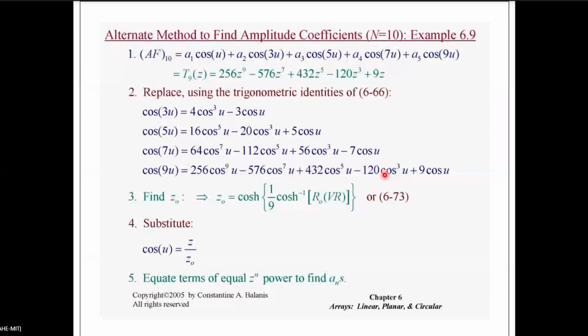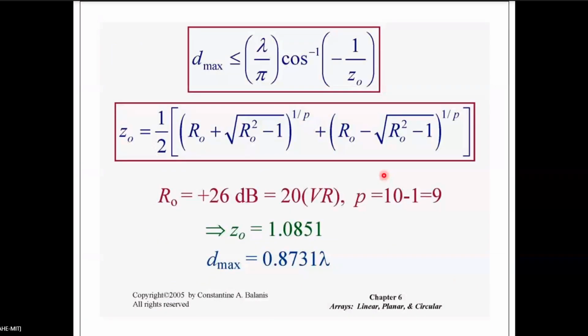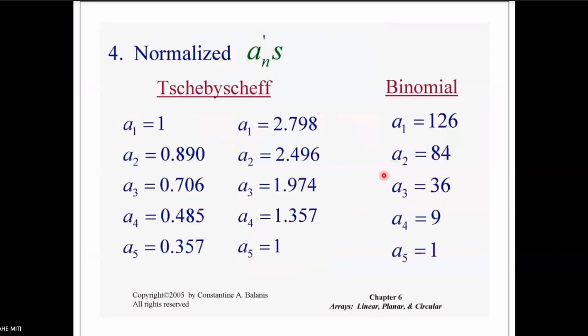So I don't think I have the solution. I have it here. See here, you are getting. Are you getting this? Are you getting this? Chebyshev.